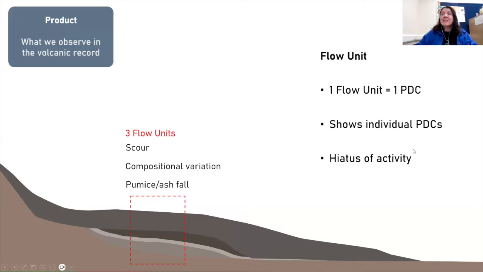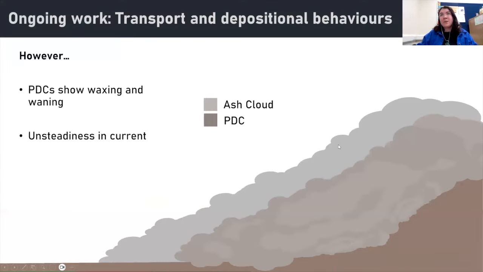So one individual flow unit equals 1 PDC moving in that area at that point in time. And they're delineated by hiatus in activity. And they're useful because they can tell us the activity of PDCs in a volcano. So a volcano might be more active in PDCs if it has 10 flow units in comparison to 2 flow units, for example. But we don't always see this.